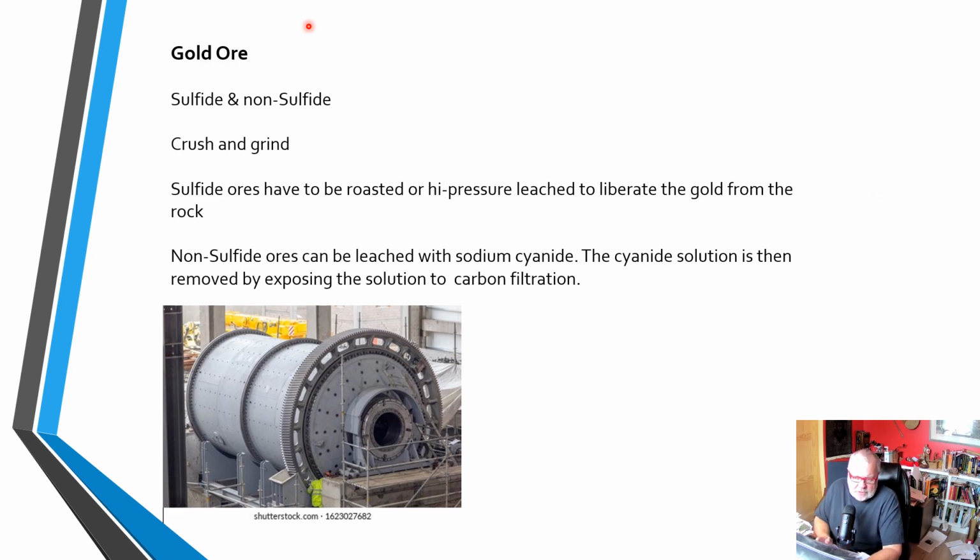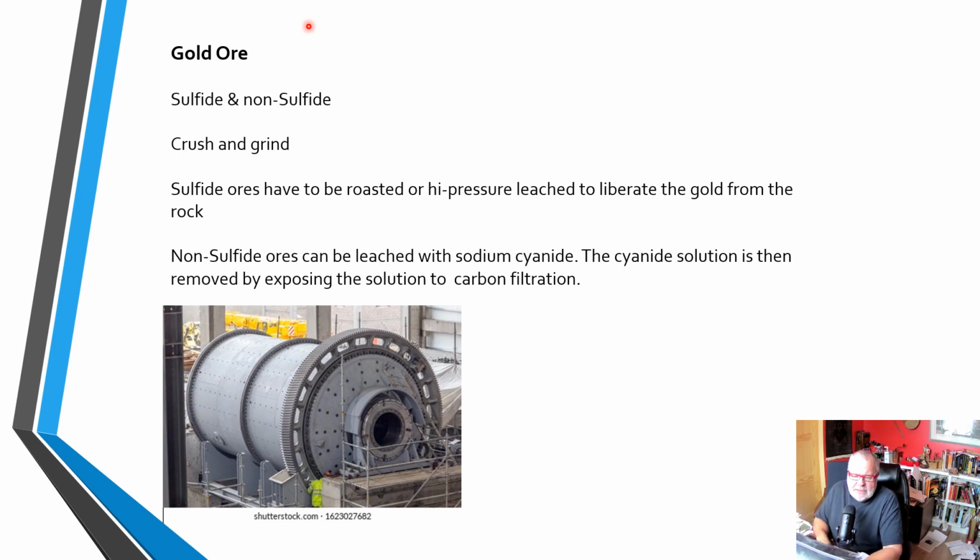So around the world, if you take a look at gold occurrences, gold ore, it really can be broken down, broadly speaking, into sulfide and non-sulfide type rock that contains the gold mineralization. So how do you get the gold out of the rock that you mine out of the ground? Well, you're going to crush it and you're going to grind it, no matter what the type of rock you're dealing with. You're going to crush and grind.